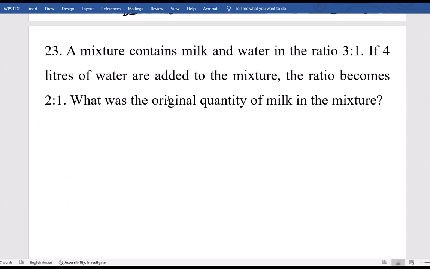Now mixtures and allegation. See, we are trying to tap different topics: permutation, combination, probability. We solve certain questions from time and distance, time and work, ratio, percentage, profit and loss. Now, this is a mixtures and allegation question.